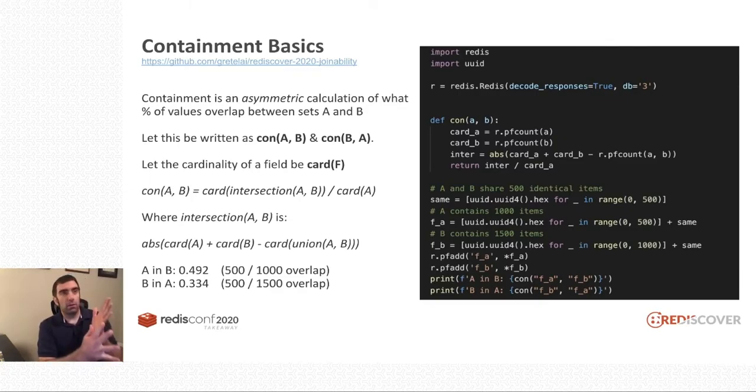So that is saying 50%, or in this case 49%, of the UIDs inside of set A are found inside of set B, which gives us very close to what our actual truth is. Now on the flip side, we look at the containment of B inside of A. Because B has more items, it has 1,500 and only 500 are shared, we see approximately a 33% overlap. So it's a very simple way to implement, very quick, and very efficient on memory.